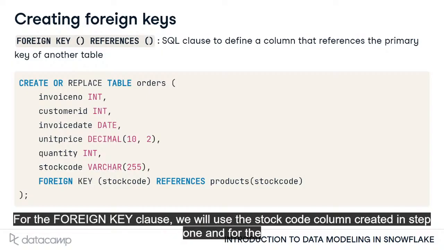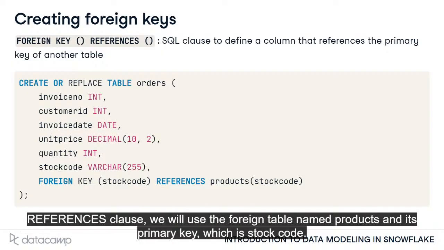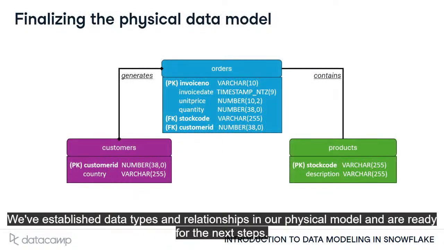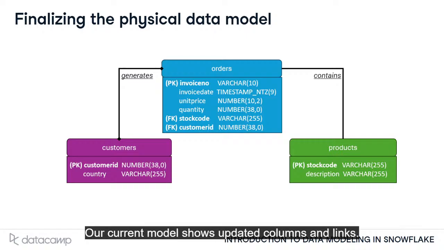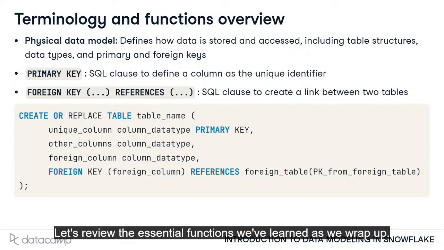For the foreign key clause, we will use the stock code column created in step 1. And for the references clause, we will use the foreign key table named products and its primary key, which is stock code. We have established data types and relationships in our physical model and are ready for the next steps. Our current model shows updated columns and links. Let's review the essential functions we have learned as we wrap up. Now, let's practice.